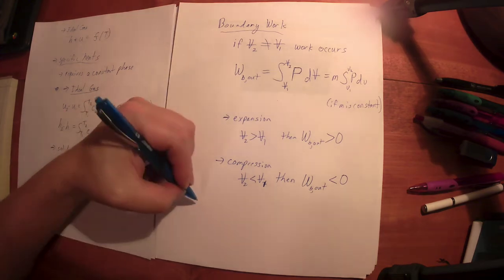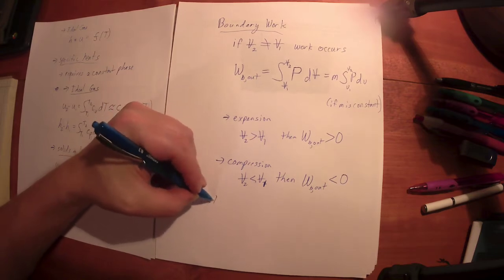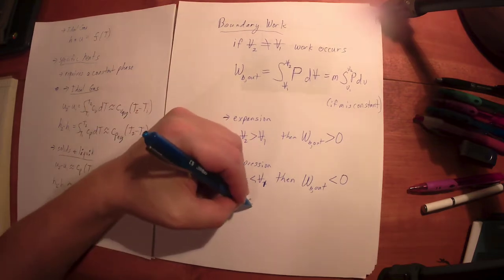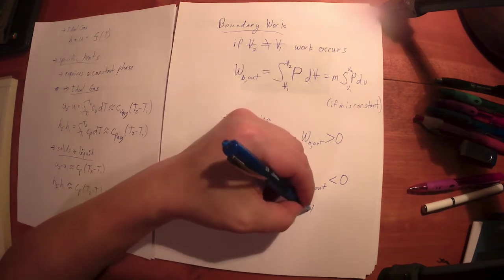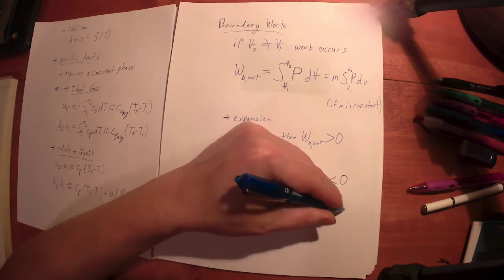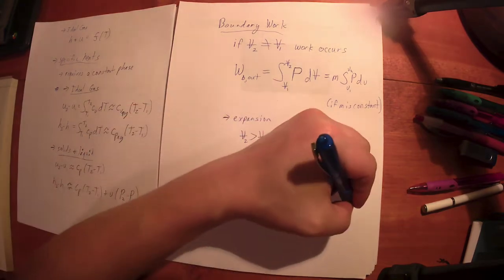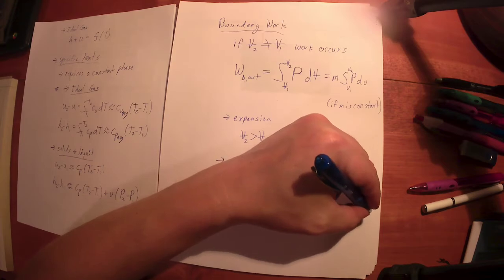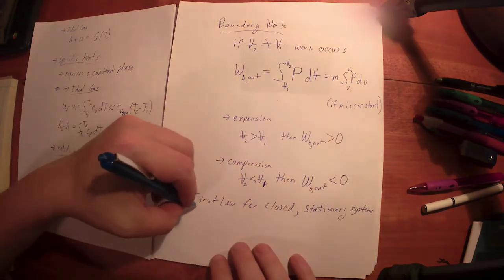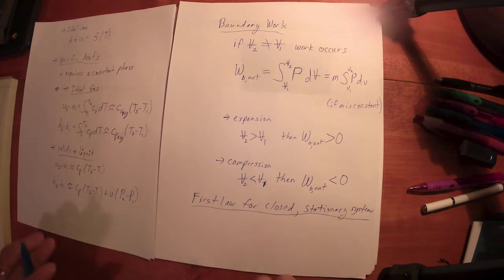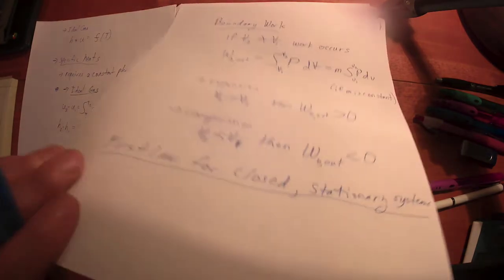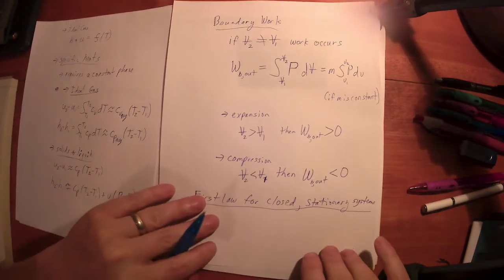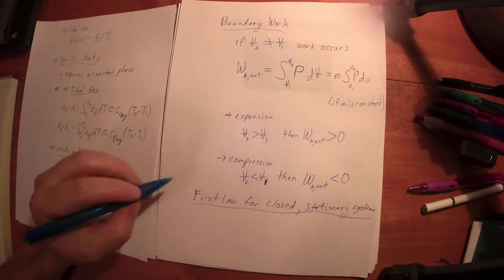So that brings us then to the first law for closed and stationary systems. So please tell me you know at this point what a closed system is. If not, you really have some work to do. That's putting it nicely. You really need to know what a closed system is at this point. So what is a closed stationary system?